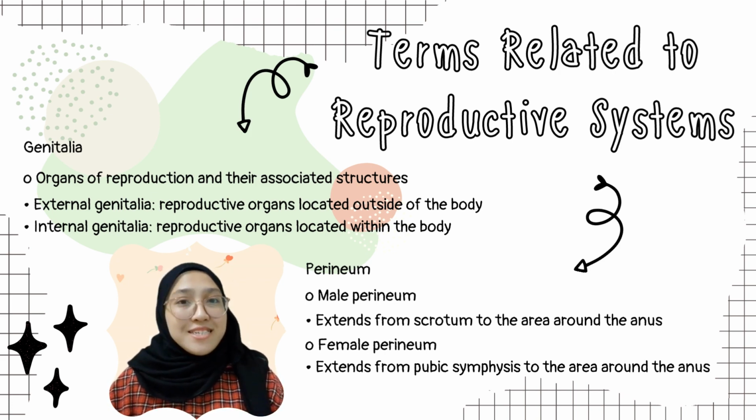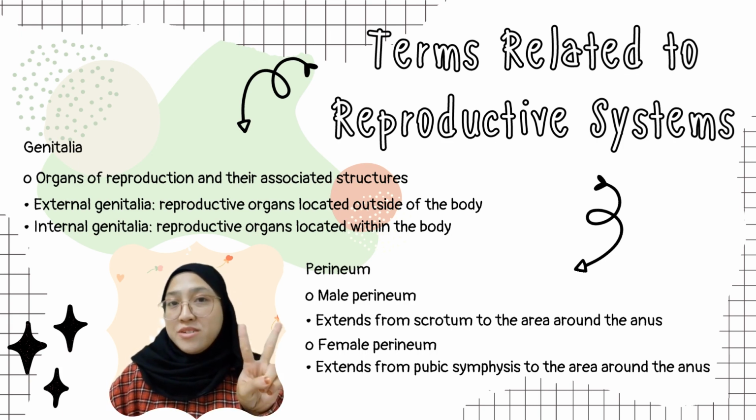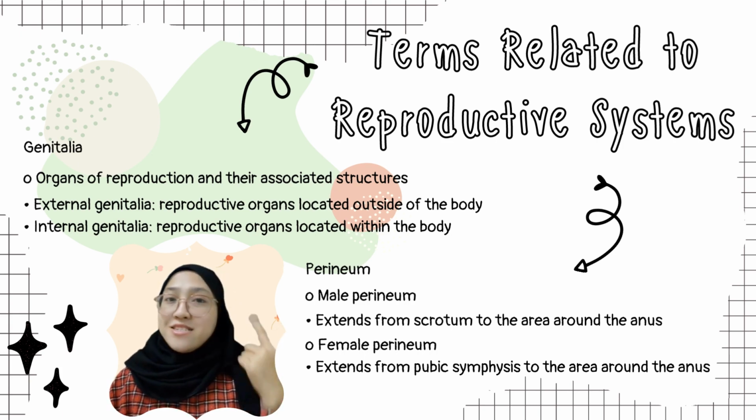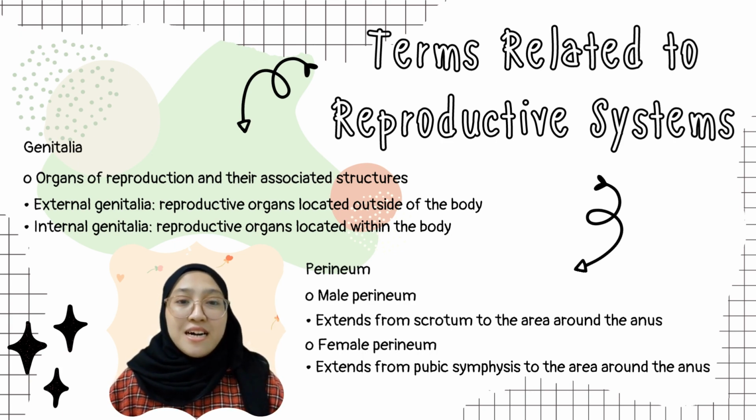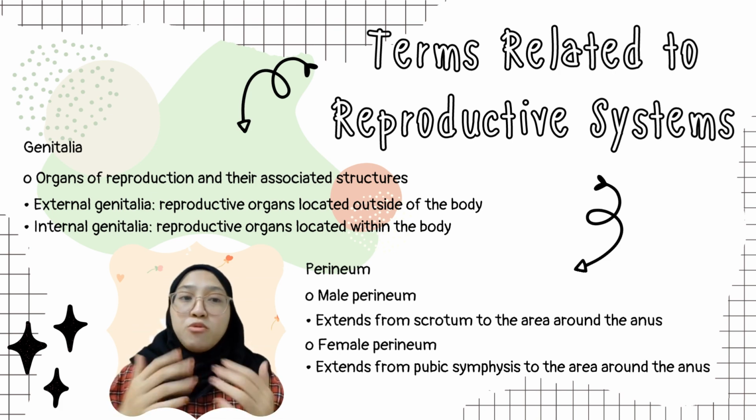First is genitalia. Genitalia are organs of reproduction and their associated structures. Genitalia is divided into two, namely external and internal. External genitalia are reproductive organs located outside of the body, while internal genitalia are reproductive organs located within the body.